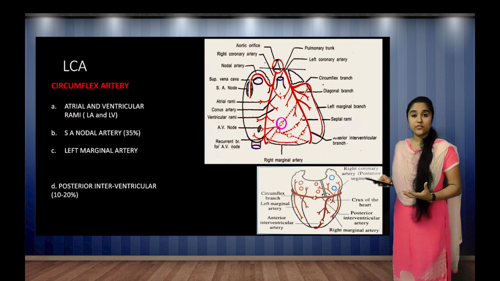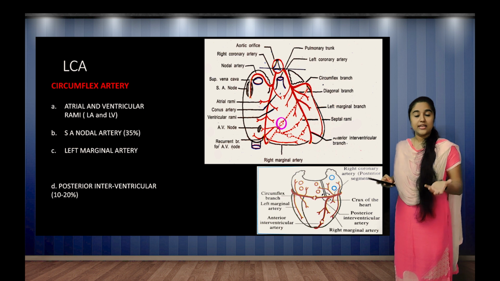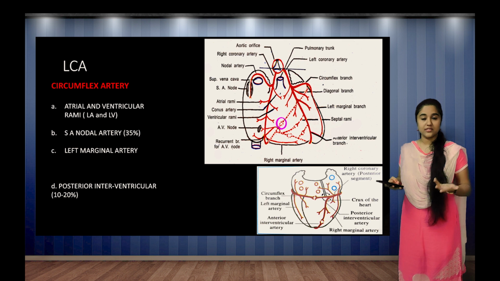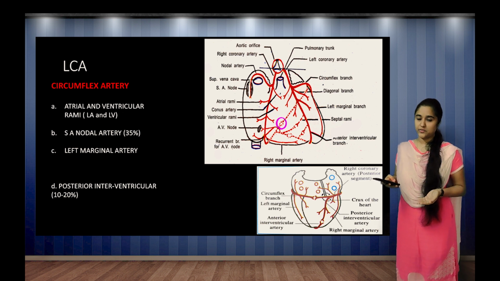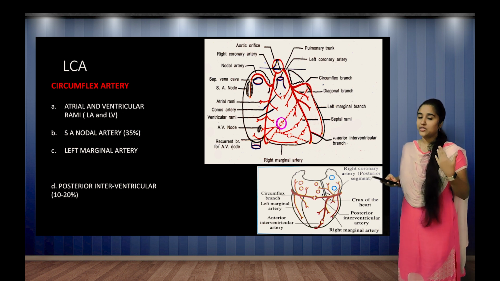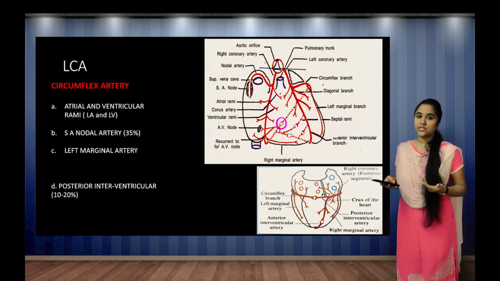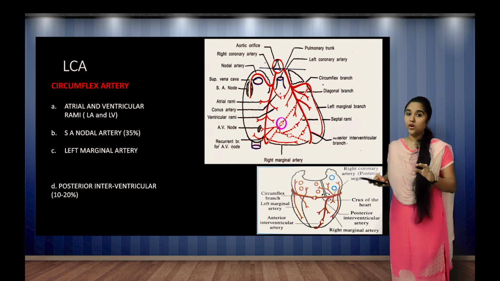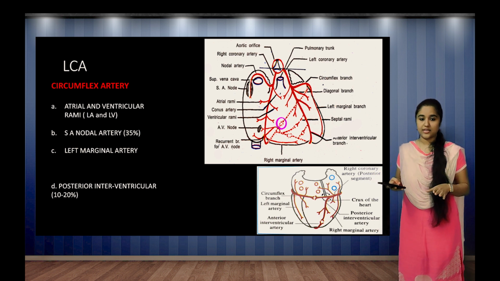So this is the blood supply of the interventricular septum. Now the next branch of the left coronary artery is the circumflex artery. You can visualize here the circumflex artery gives some branches to supply the left atrium and the left ventricle. So these are atrial and ventricular rami supplying the left atrium and the left ventricle. In 35% of the population, the SA nodal artery arises from the circumflex artery.